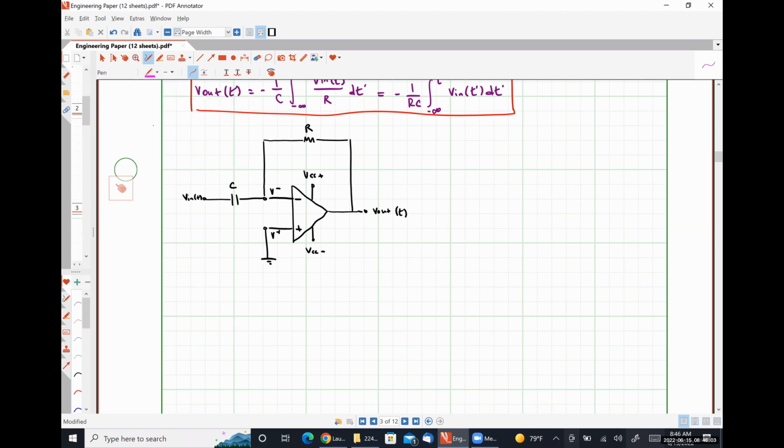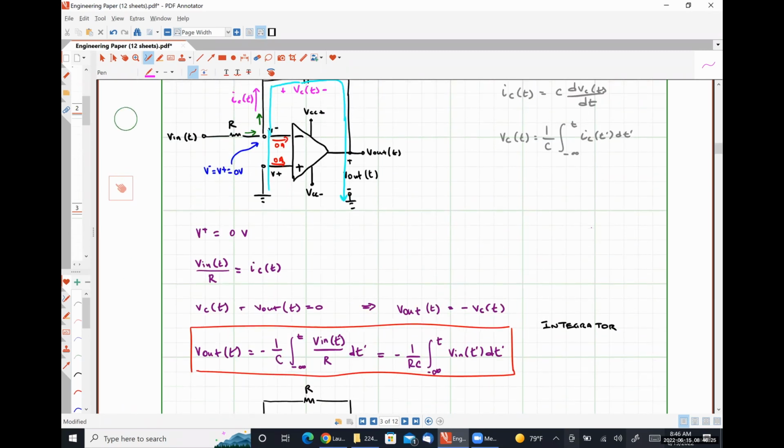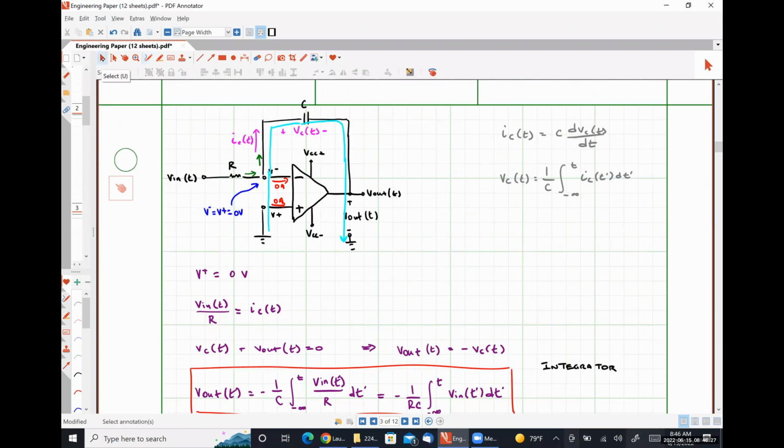I am going to call this voltage VC of t, having this particular polarity. And this current then will be IC of t. And I'm simply going to copy these relationships from up here and just move them down so that we can look at them again in a moment when we need them.